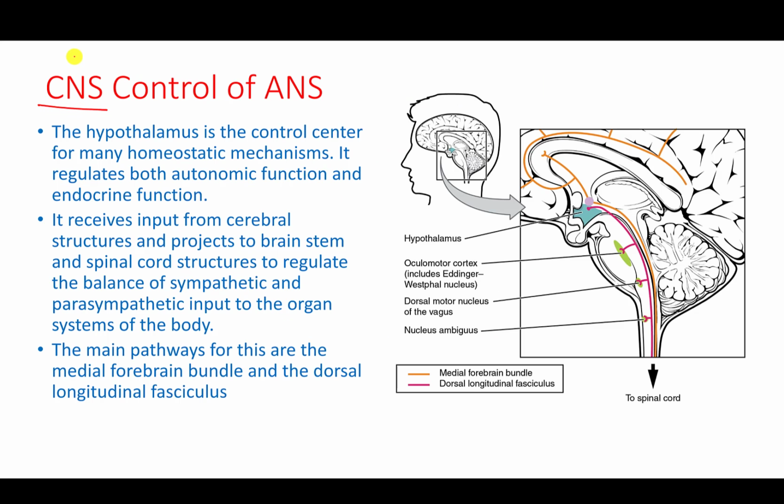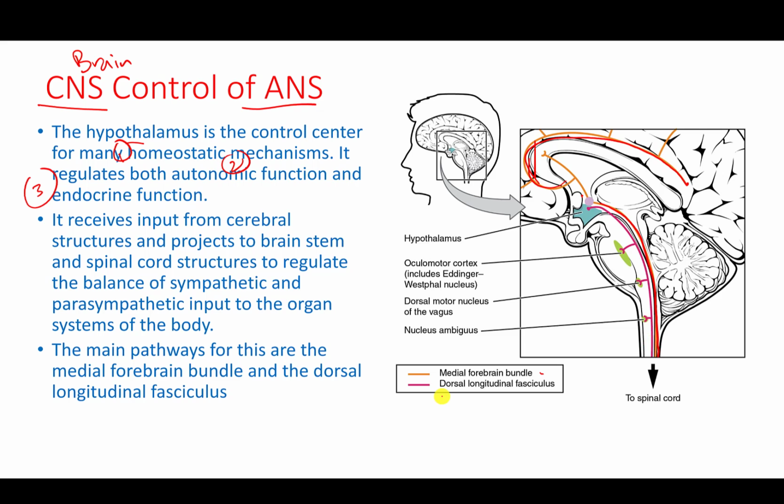Let's see now how the CNS, and specifically the brain, controls the autonomic nervous system. In chapter 13, we mentioned the hypothalamus has three major functions: the homeostatic functions, the autonomic functions, and the endocrine system. So the hypothalamus is receiving different information from different regions of the cerebrum, and it will make a decision about them and then send these decisions through two pathways. One pathway is the orange line, which is called the medial forebrain bundle, which goes to the frontal lobe, to the occipital lobe, and so on. And also it goes down to the spinal cord.